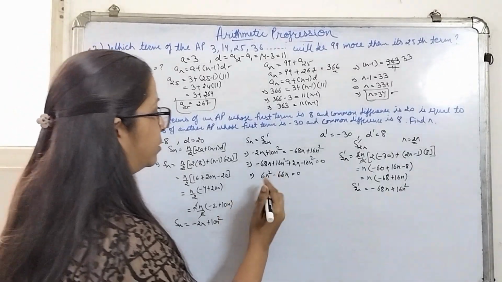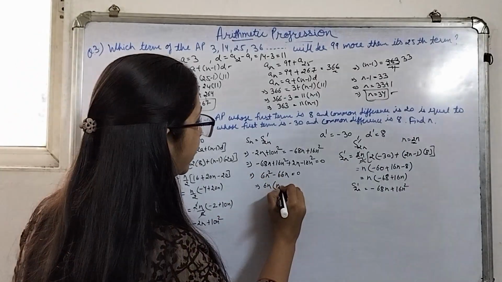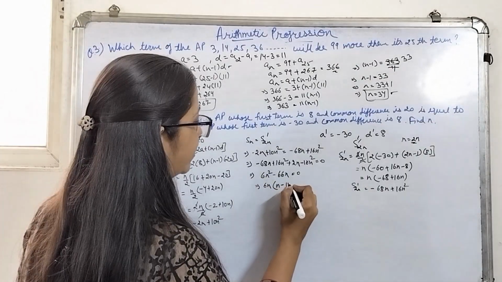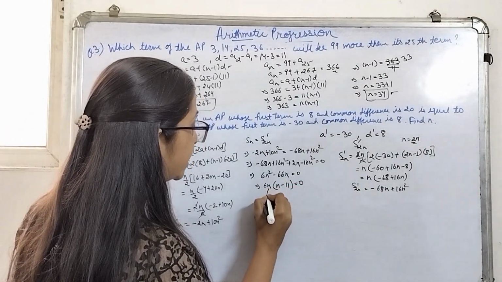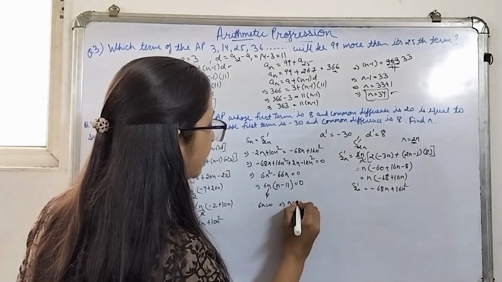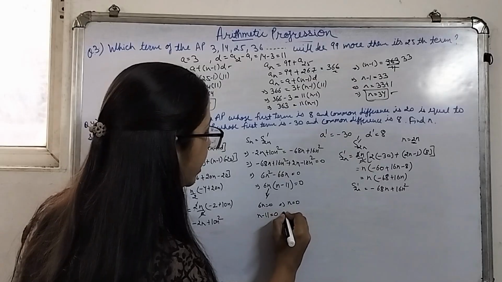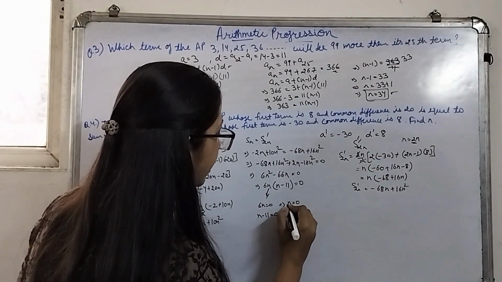From both the terms, 6n can be taken common. Remaining will be n minus 11, since 6 times 11 is 66. If 6n is 0, the value of n will be 0. And if n minus 11 is 0, in that case n will be 11.